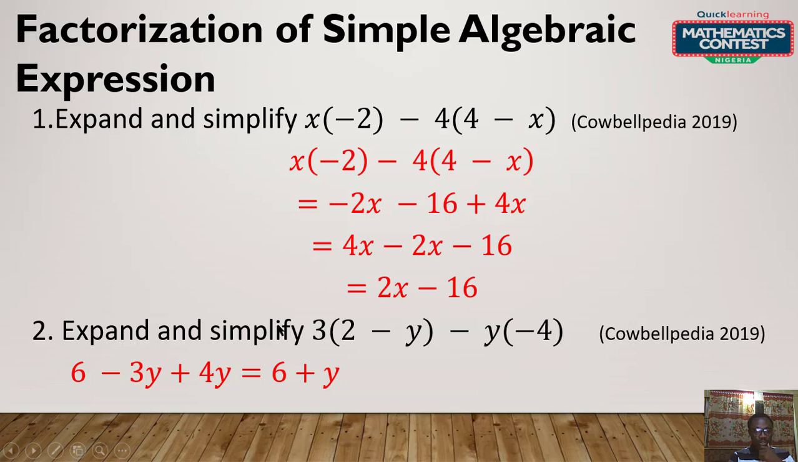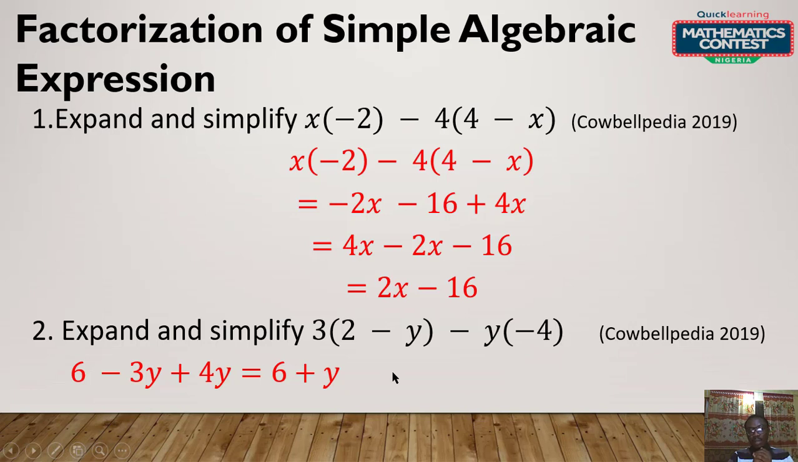Now the next question also says we should expand and simplify this. 3 into the bracket 2 minus y, then minus y into the bracket minus 4. As simple as that as well. 3 times 2 is 6, and 3 times minus y is minus 3y. Now minus y times minus 4 is plus 4y. Always take note of the sign whenever you have a multiplication sign. Now simplifying this, I have the 6 minus 3y plus 4y will give us plus 1y, or just y.